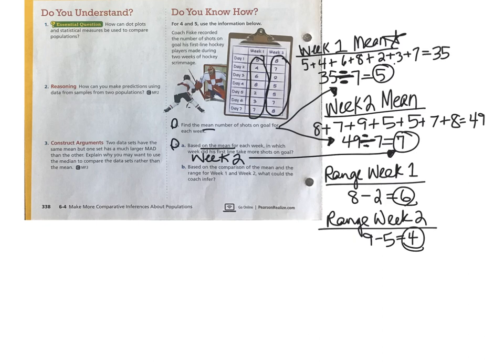Well, looking at those 2 pieces of data, the mean for week 1 and the mean for week 2, and the range for week 1 and the range for week 2, the coach can infer that the team is improving. The mean was greater, meaning they're taking more shots on goal, and the range was smaller, which means they're being more consistent.